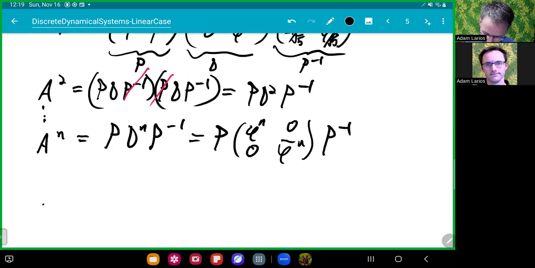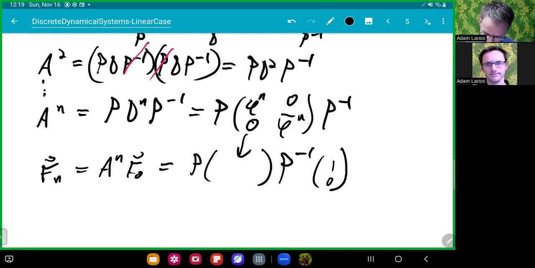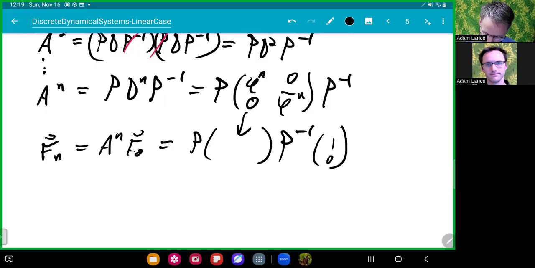And so that means that our Fn thing, which was just A to the N times F0, is just this P, diagonal matrix, P inverse times our 1, 0 for the general setup. And one can just compute what this is. And remember that this is Fn plus 1 and Fn. The computations are pretty straightforward, but a little bit lengthy, so maybe I won't show them right now.